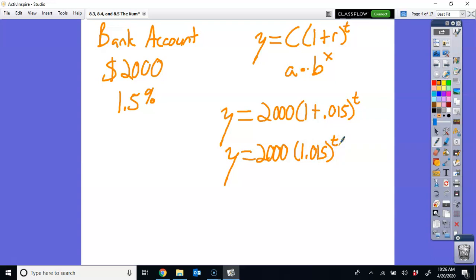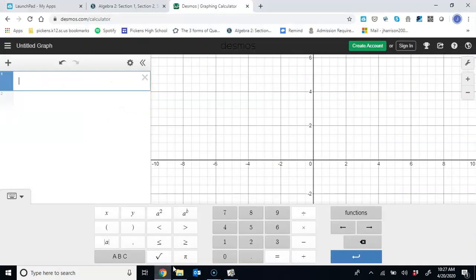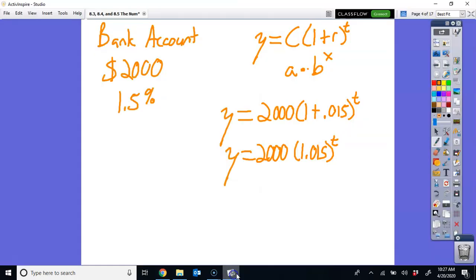But you don't have to do that, but it is kind of helpful when we get into this next section that we're talking about. So when we look at this bank account, we could take this equation now and find out how much money I am going to have after 10 years. We took out our calculator, took $2,000 and 1.015 raised to the 10th power for 10 years. That means after 10 years, I'll have $2,321.08.